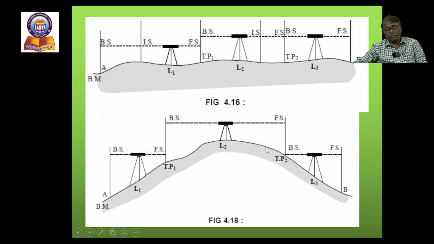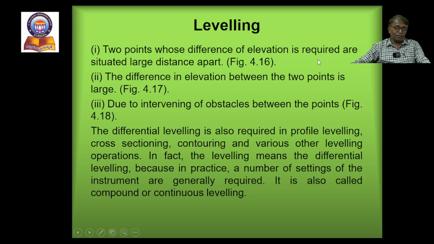That means a hill is there in between the points A and B, whose elevation difference has to be found out. Under these two situations, we have to go for differential leveling. In this one, the instrument setup may be there, 1, 2, 3, like that. A number of setups has to be carried out.